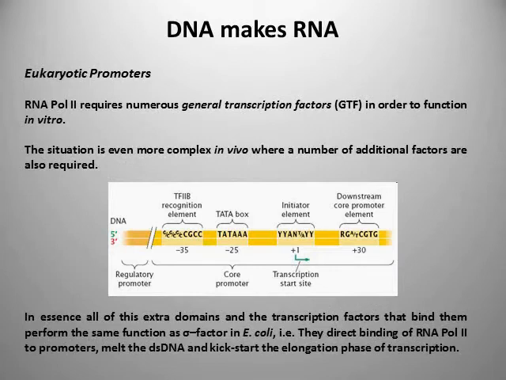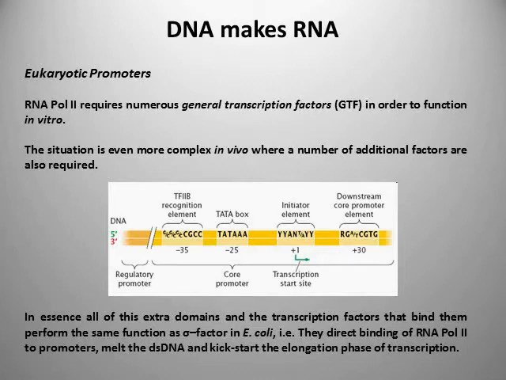So what do eukaryotic promoters look like then? So I've already mentioned the fact that RNA pol2 requires a number of these general transcription factors in order to work. This is in vitro, so this is if you try and do transcription in a test tube. You can't just put RNA polymerase 2 in, some ribonucleotides and some DNA sequence with a promoter. It won't work. You also need to supplement it with lots of these general transcription factors.